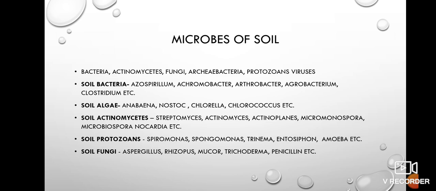Now, one by one, we will deal with the microbes of soil, air, water, and food. Firstly, the microbes of soil. The microbes living in soil, completing their life cycle and obtaining nourishment from the soil, are called soil microorganisms. Example: bacteria, actinomycetes, fungi, algae, protozoans, viruses, etc.